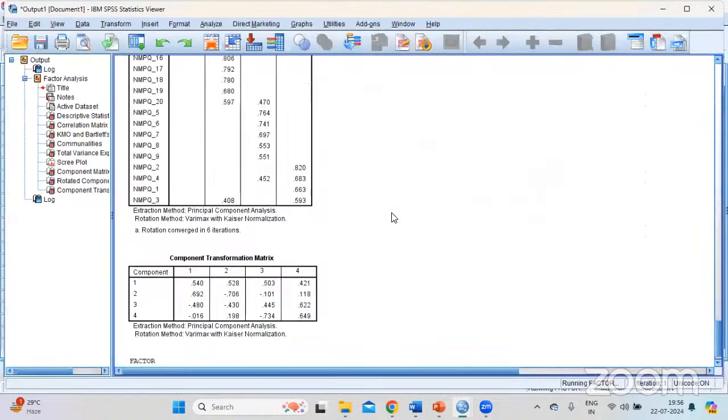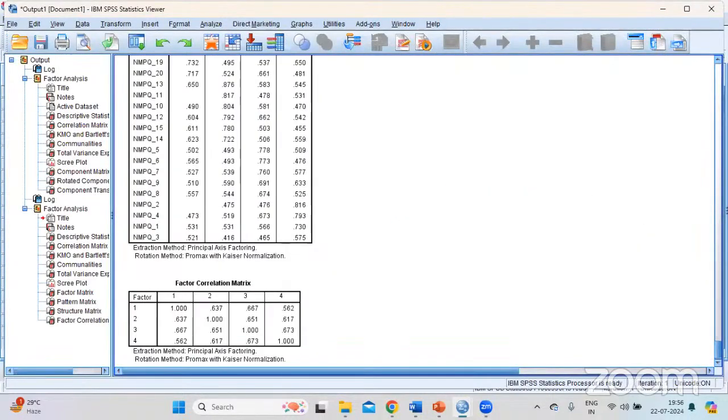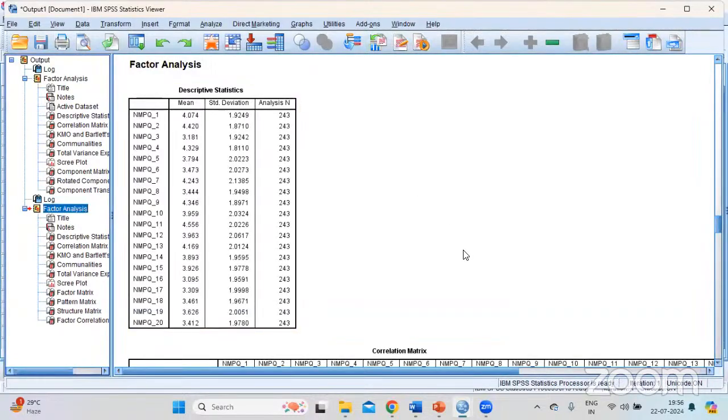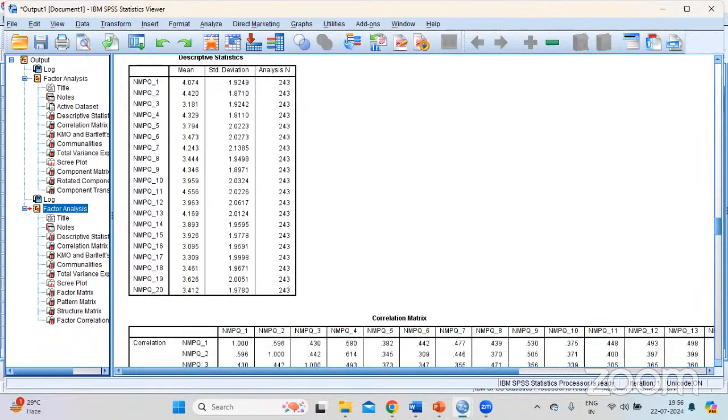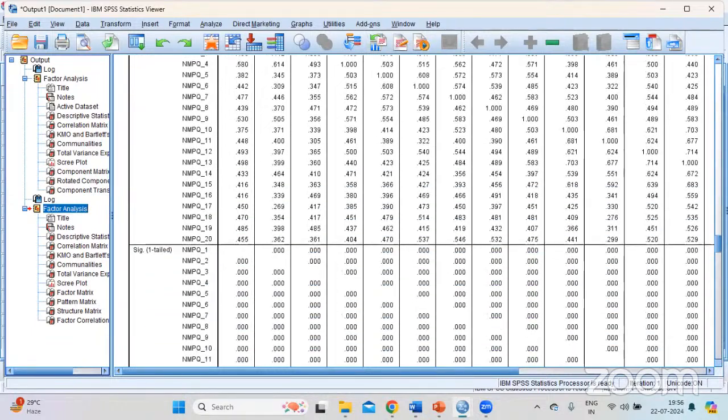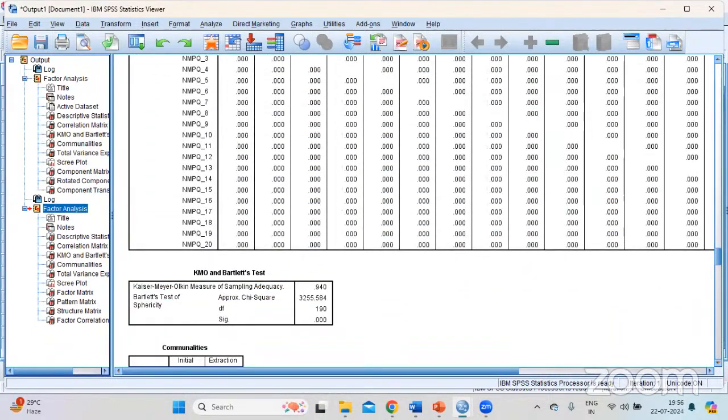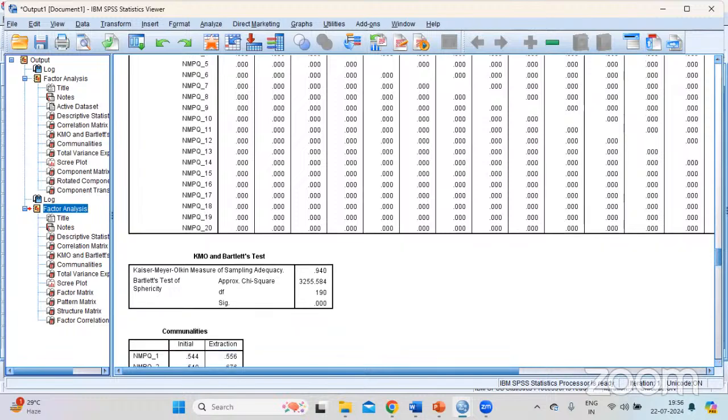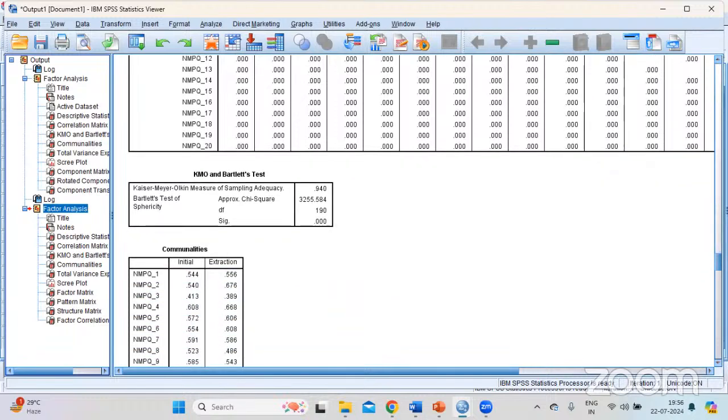Okay. So now coming to the output file, let's see. The descriptive statistics, same results you will get. Correlation matrix also will remain the same, because the initial point is the same for both these methods. KMO and Bartlett's test of sphericity will also remain the same, exact same results you will get.